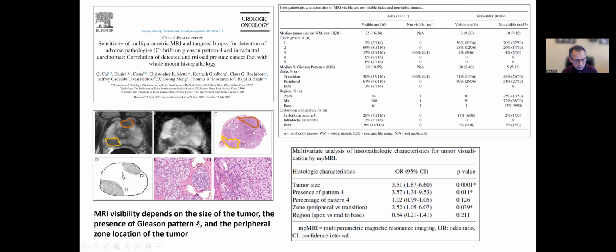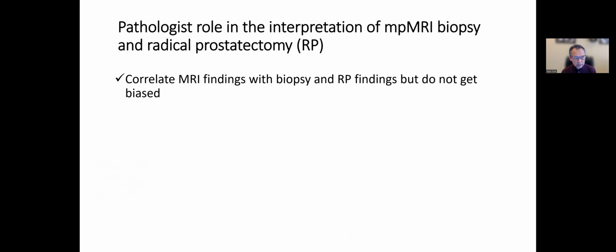The presence of Gleason pattern 4 is another important variable. Anytime you have pattern 4, you have a higher chance of visibility by MRI. Therefore 3+3 tumors are frequently missed, but the argument is that they can be clinically insignificant cancer. And peripheral zone located tumors tend to be more visible, while anterior or transition zone located tumors can be missed by this particular imaging technique as well.